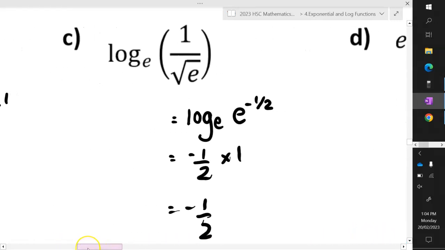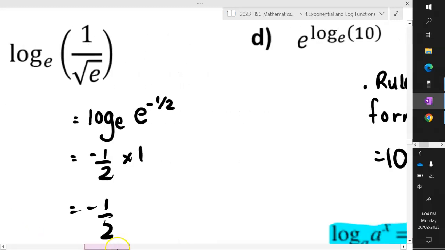Okay, pause it if you need to have a look through these yourself. Now, I'm going to be writing this part, the function, as something that is workable. So I'll have log e of e to the minus a half. Remember, the minus means that we've been down on the bottom line, and the square root is the half. The minus a half comes down to the front, so we'll end up with minus a half log e of e. Log e of e was 1, so that's where that 1 comes from. And we've got minus a half as our answer. Again, pause it if you need to.